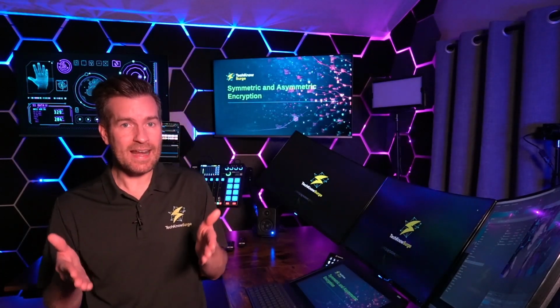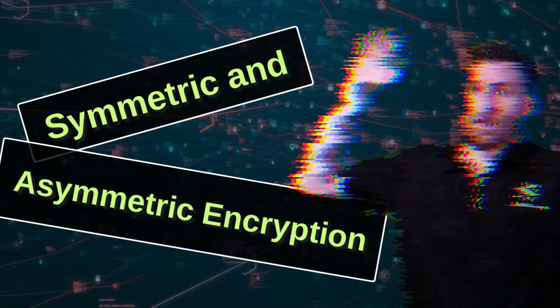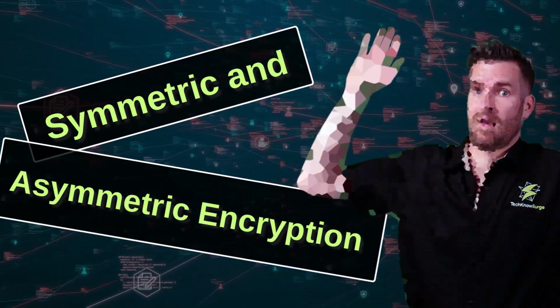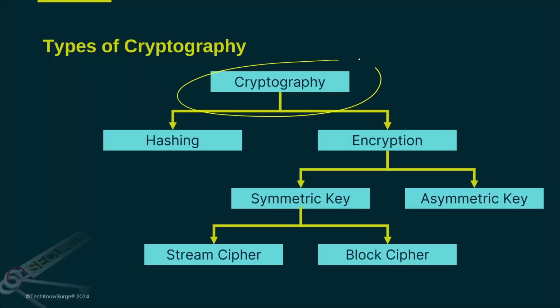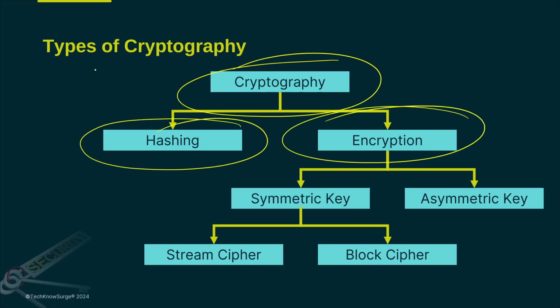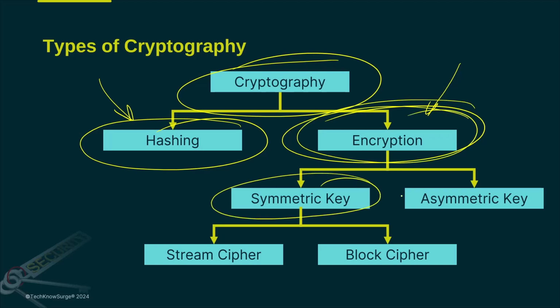So in this video, let's cover what the difference is between symmetric and asymmetric encryption. When it comes to cryptography, there's hashing algorithms and there's encryption. Hashing is that one-way function that gets that fingerprint, versus encryption is something that can be decrypted later. Within encryption, there are symmetric keys and there are asymmetric keys. So what we're going to talk about in this video is the difference between the symmetric keys and asymmetric keys.